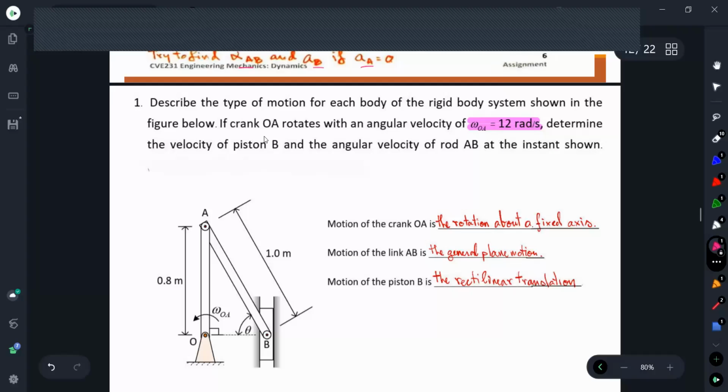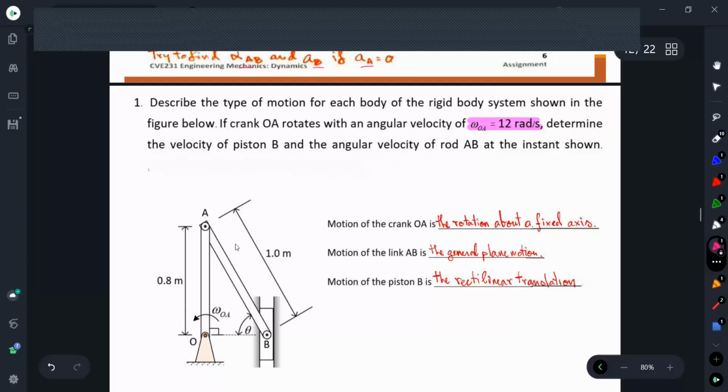Okay, so for this, it should be the same. We have linked the system of the body like this, and we would like to find the velocity of point B and angular velocity of link AB at the instant. So we define the motion for each part like this.